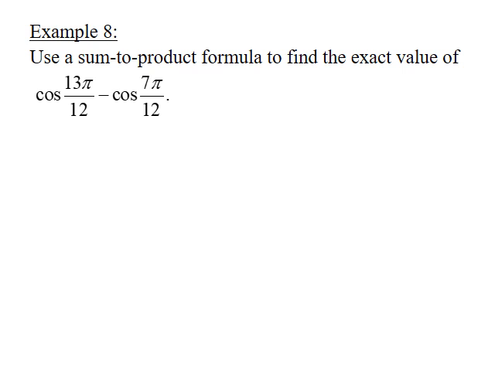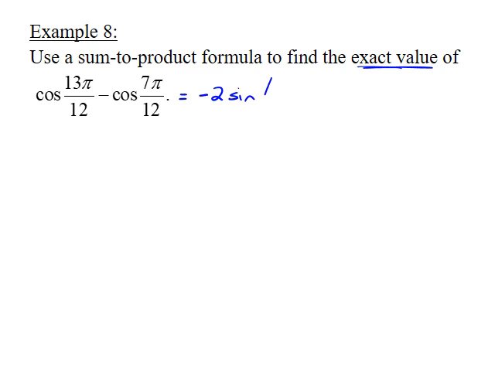Now we're going to use a sum to product formula to find the exact value. The reason we want to do this is because pi over 12 is not a value on our unit circle. If we simplify this difference and make it a product, it becomes a lot easier to manage. So let's rewrite this using the cosine minus cosine formula. This is the only one that has a negative output.